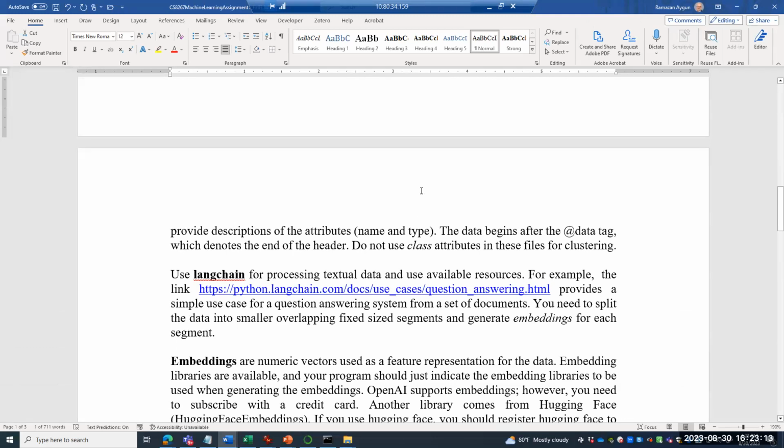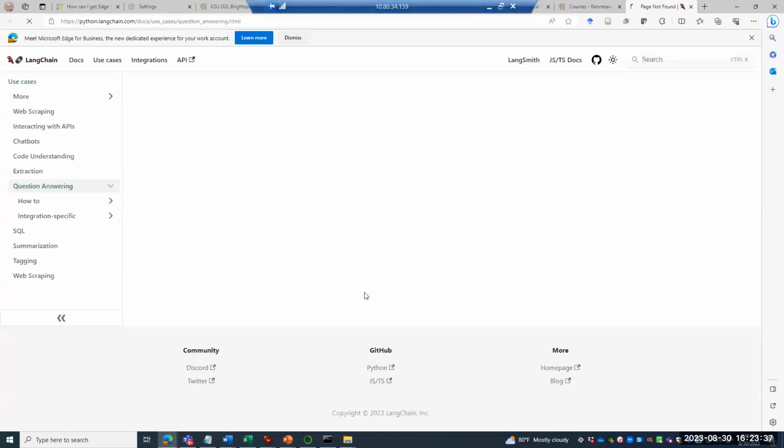Now I'm going to provide a little bit more detail. There's a library called LangChain. You cannot start from scratch, because you need some starting point. You need to use some available resources. So I'm going to open this document and explain the logic behind it.